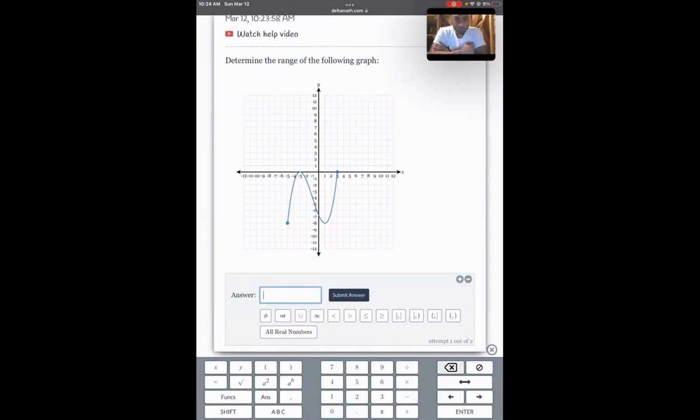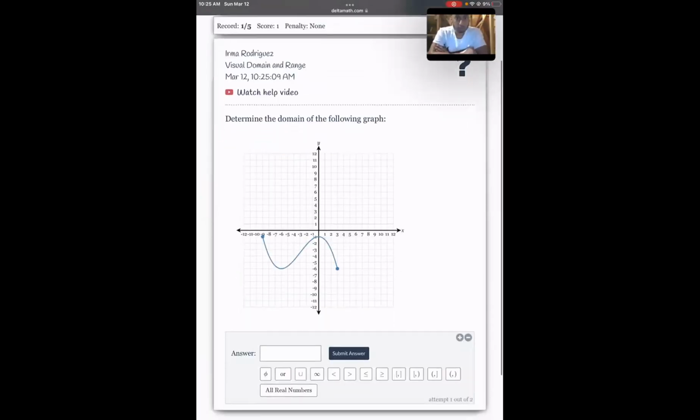Do I have to put parentheses? No, no. -8 less than or equal. Okay, type y right there. Less than or equal. And what's the biggest y value that graph takes? 3. Well, that's the x value. That would be the x value, not the y value. Oh, okay. 0. There you go. Yep. Type in 0.